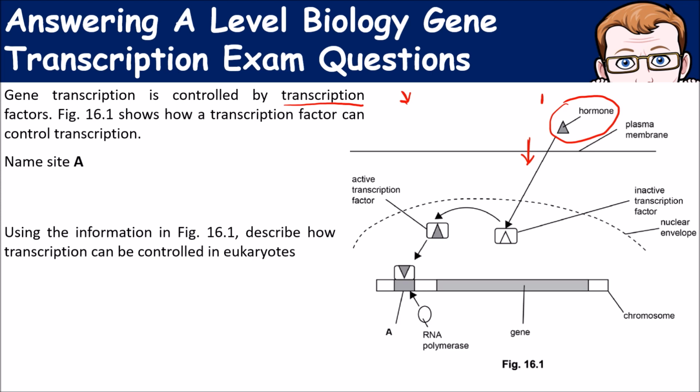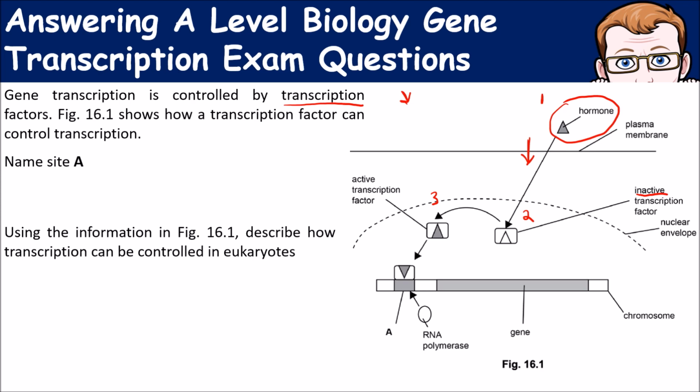The second thing is that down here we've got an inactive transcription factor. That's a transcription factor that hasn't been activated yet. So when the hormone binds to it, it will activate it. Remember, a hormone will quite often bind to some sort of allosteric site on that transcription factor, which causes a conformational change within it that causes it to be activated.